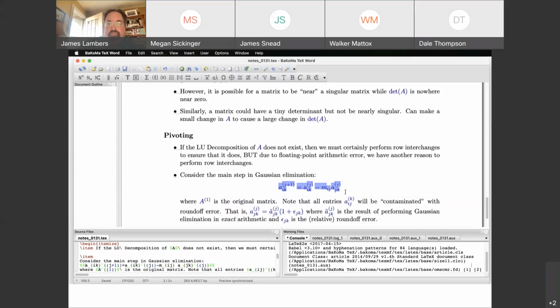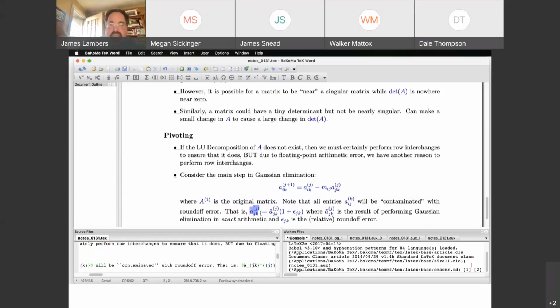So when this step is performed throughout Gaussian elimination, because of rounding error, this entry here is already going to have some error in it. In other words, you can think of it as being contaminated with round-off error. Now, a way to account for round-off error carefully is to think of it this way.